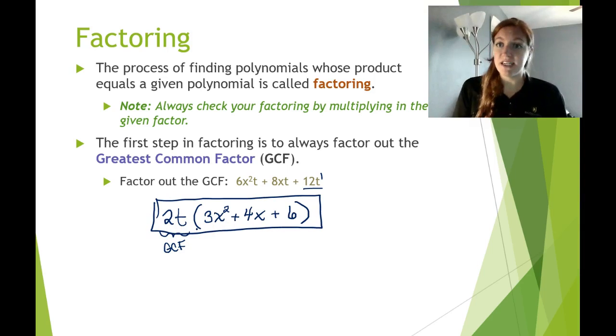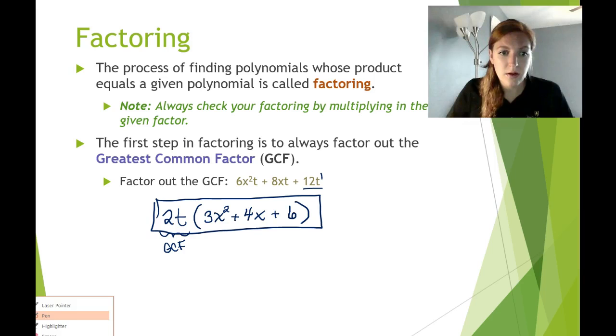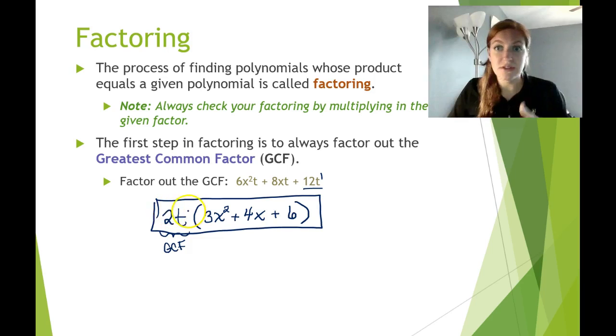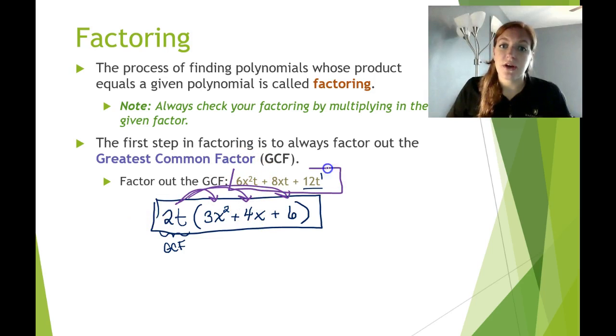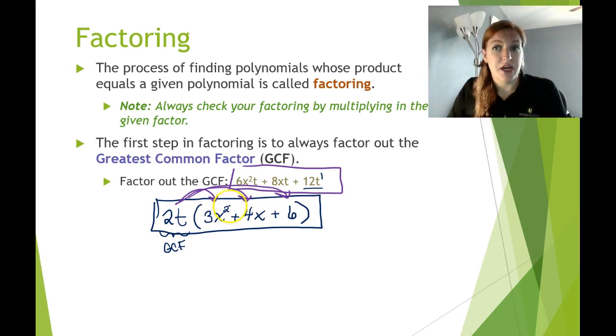Now, the great thing about this is you can check your work. How do I check my work, Alicia? Well, we know that factoring is the act of pulling out a term or dividing out a term. So theoretically, if I multiply this back in, I should get back to my original polynomial. And in fact, if I do multiply it back in, I will get this original polynomial as well. So there's always a way to double check. So make sure you're checking your answer and factoring out that GCF first.